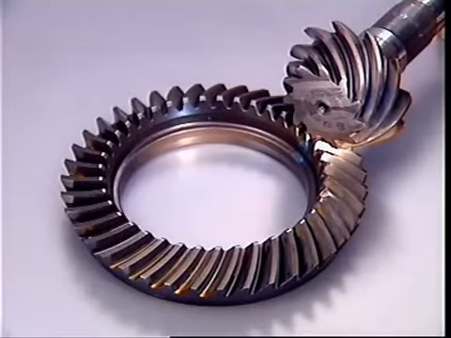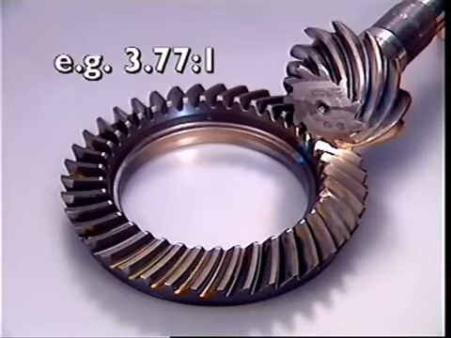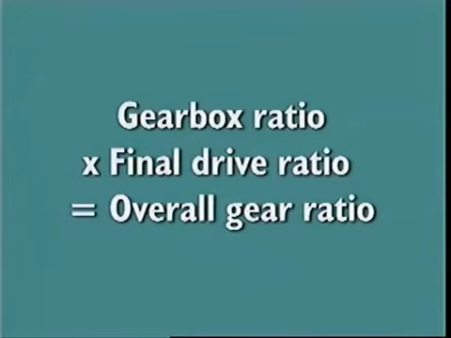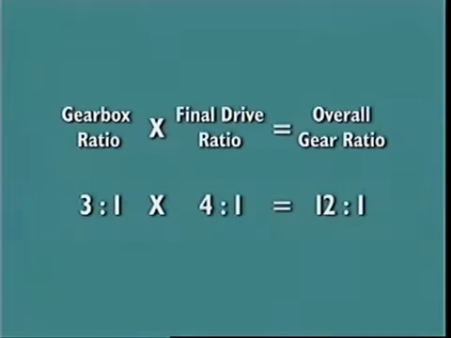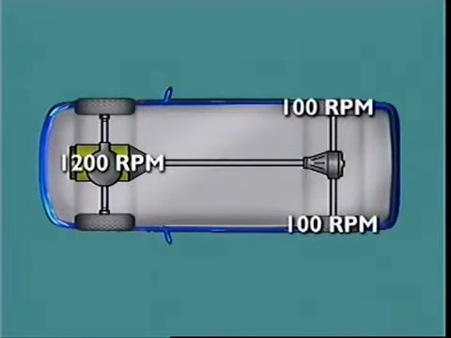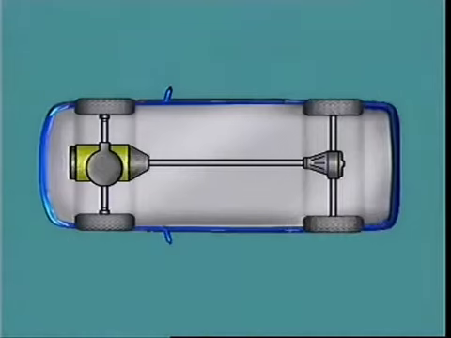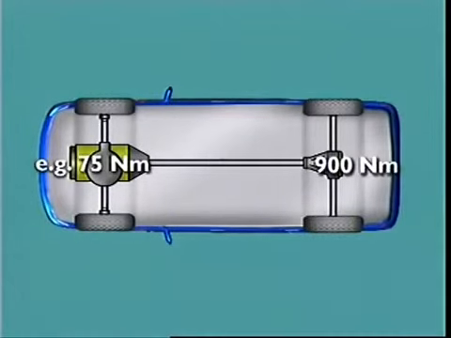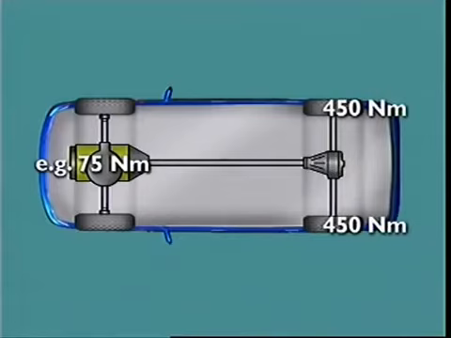Further reduction is always provided by the final drive gears. Their ratio is included when calculating overall gear reduction. The overall gear ratio is the gearbox ratio multiplied by the final drive ratio. A gearbox ratio of 3:1 with a final drive ratio of 4:1 gives an overall ratio of 12:1. 12 revolutions of the crankshaft result in 1 turn of the driving road wheels. Assuming 100% efficiency, the torque applied is 12 times the engine torque, although this is divided equally between the driving wheels.